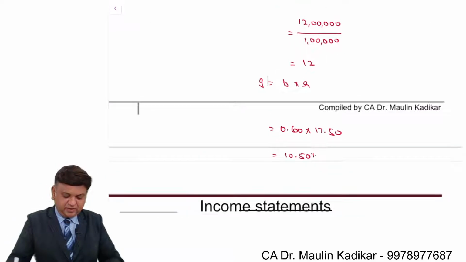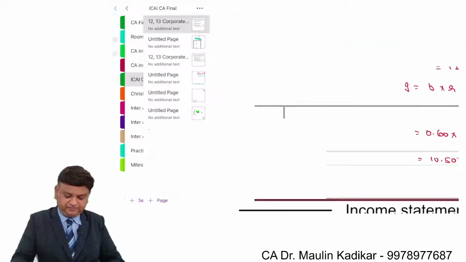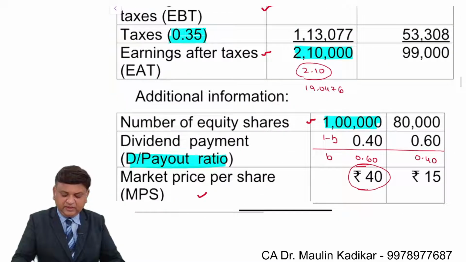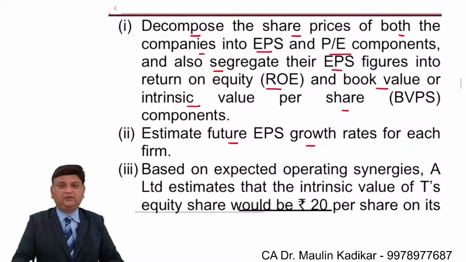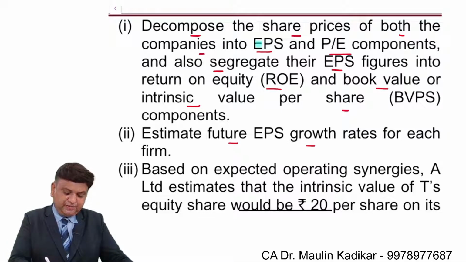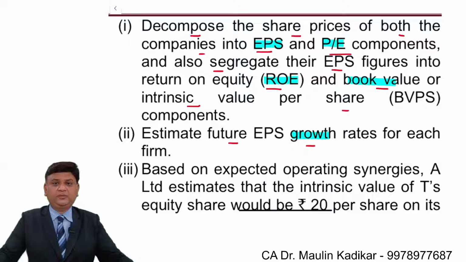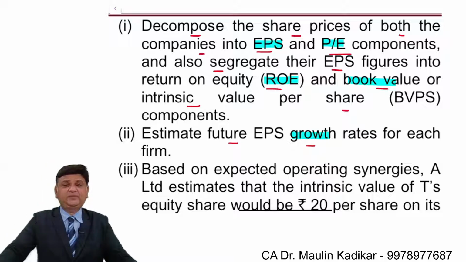This is the way we are required to make the calculation of the answer for the first and the second part of the question, wherein only the basic details are required to be calculated, nothing else. Nothing great is to be done in the first and the second part of the question. Calculation of the EPS, the price earning ratio, the return on equity, the book value per share, the growth rate, and so on. These are the basic things that we are required to compute for both the companies, say before merger.